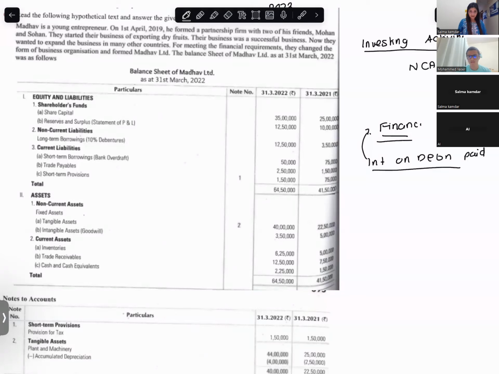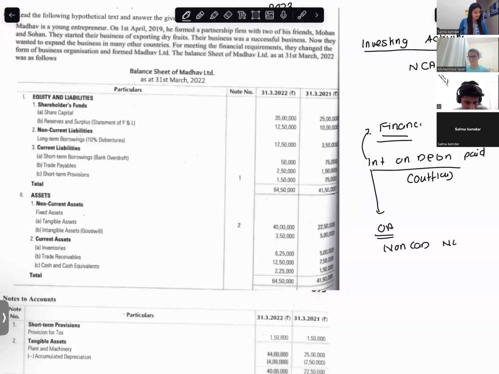Is it an operating activity? One effect is that it is a financing activity outflow. Another is that it will go in operating activities as an inflow, because it is a non-cash, non-operating expense that will be added back. This you should know.